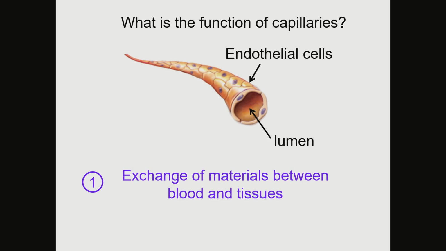Okay, so why do we have a circulatory system? It's to get blood to our capillaries, right? That's why.